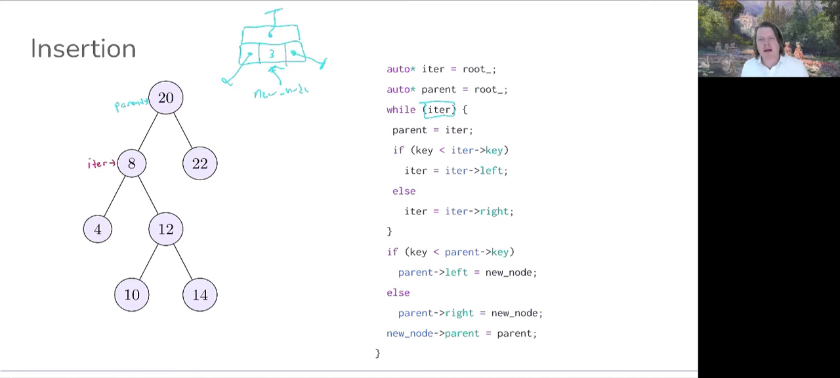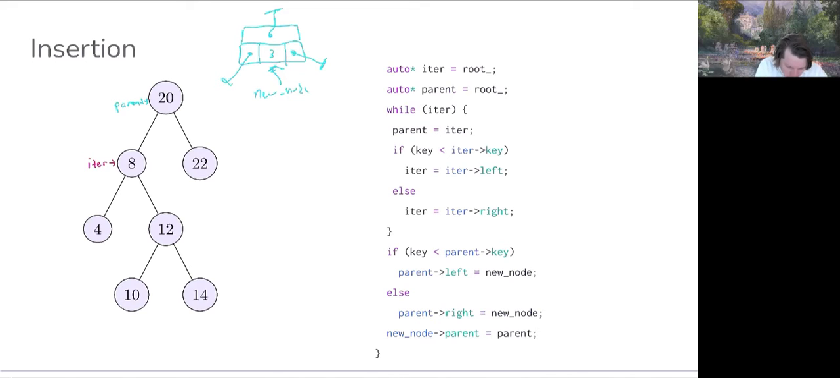Now at this point, you might be going, why do we need a pointer to the parent? Doesn't each node have a pointer to its parent? Well, we'll see here momentarily. But we've just made the assignment of iter equal to iter's left, and now we go up and evaluate our conditional again. Iter is not pointing to the null pointer, so we continue this process.